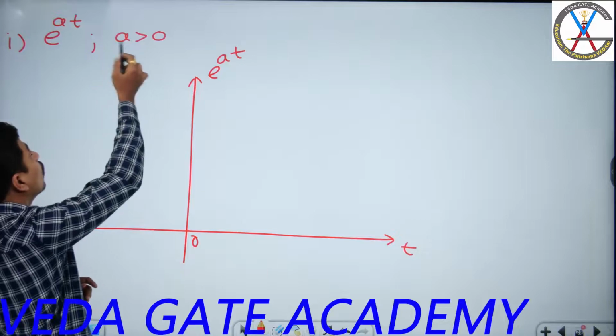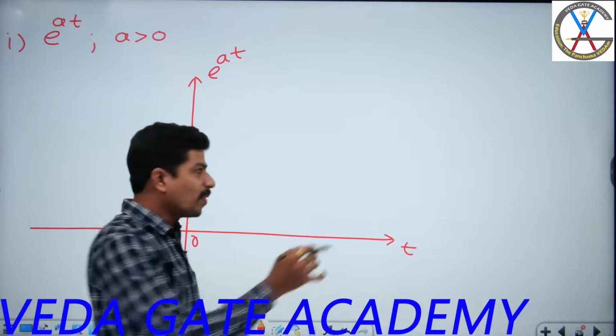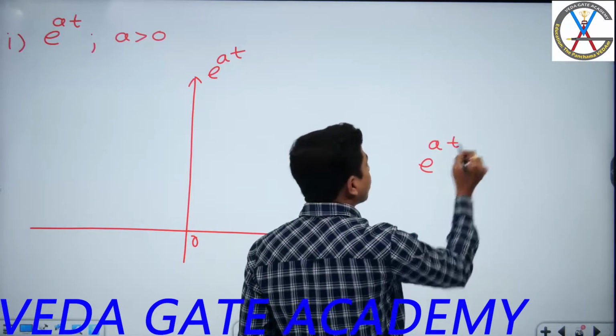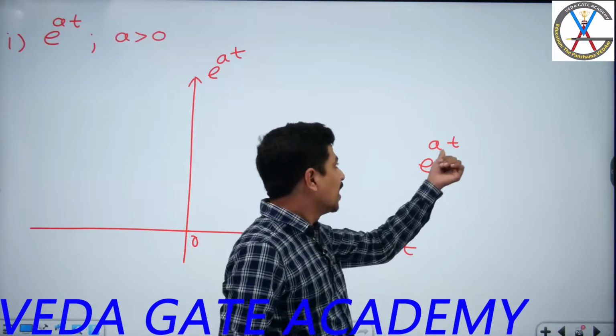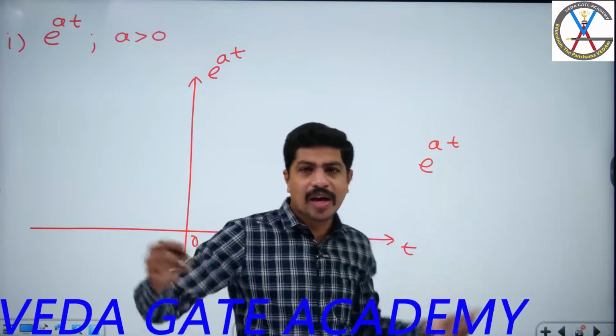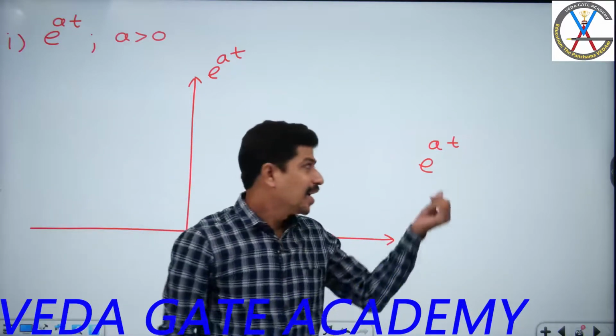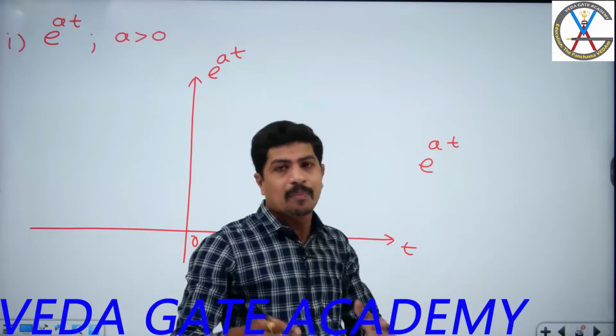a is greater than 0. t is also greater than 0. e power at, observe here. Very simple mathematical thing I am going to explain here. t is greater than 0, right side. Anyhow, a is also greater than 0 as we taken. Greater than 0 into greater than 0 is positive.